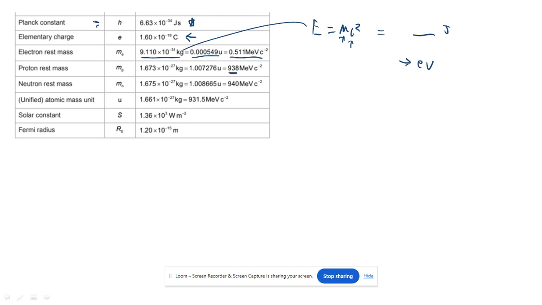This is the energy equivalent. A proton, to create it from pure energy, would take that much energy. This is how much energy to create a neutron. And then one unified mass unit has the energy equivalent of 931 MeV. And you're going to use this all the time.